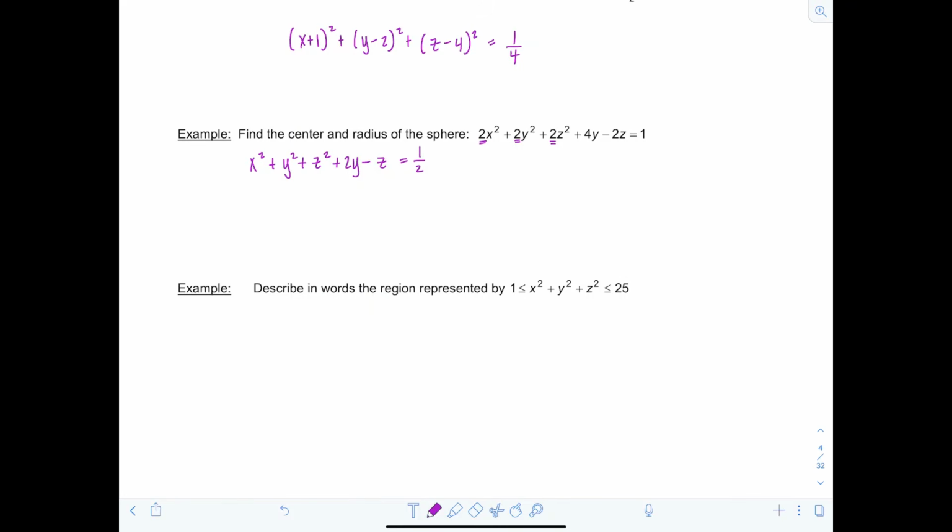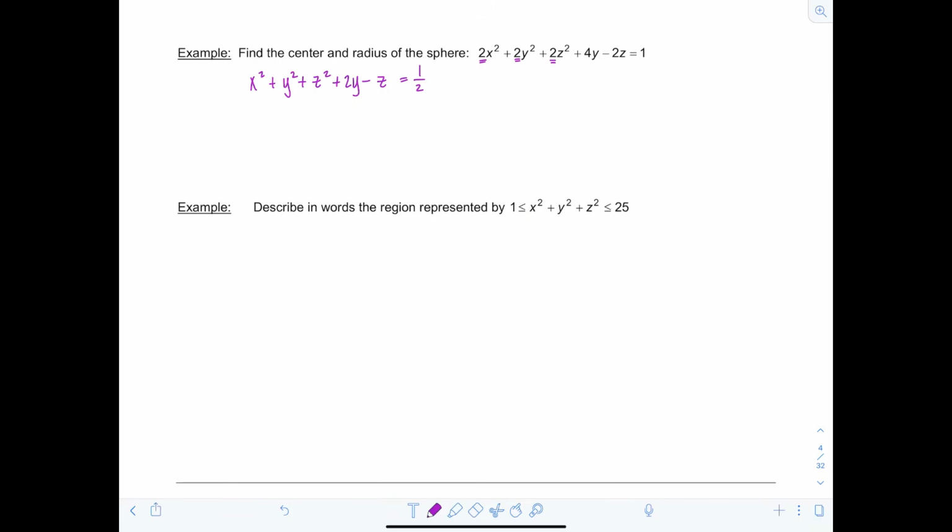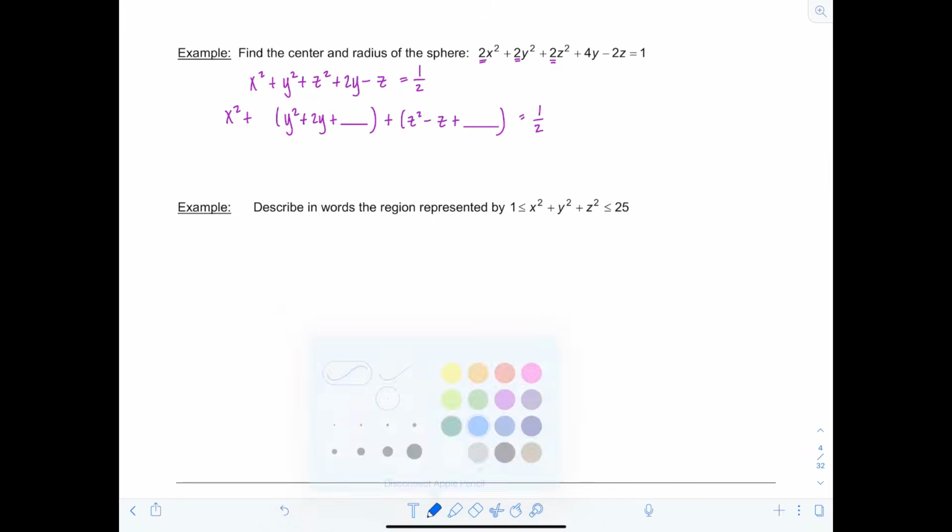And then now I'm going to begin completing the square where appropriate. So x has no linear term, so I don't need to complete the square for that. So I'm just going to have x² plus, and then notice here I have y² + 2y, and I'm going to need to add something to complete the square there, plus z² − z, and I'm going to need to add something to complete the square there, equals 1/2. And so for y² + 2y, I need to add a 1. Remember, I take the coefficient of the linear term, divide it by 2, and square it. And then I have to also add a 1 on the other side of the equation. And then for z² − z, I'm going to need to add 1/4, right? Taking −1, dividing by 2, and then squaring it. And I have to also add 1/4 over here.